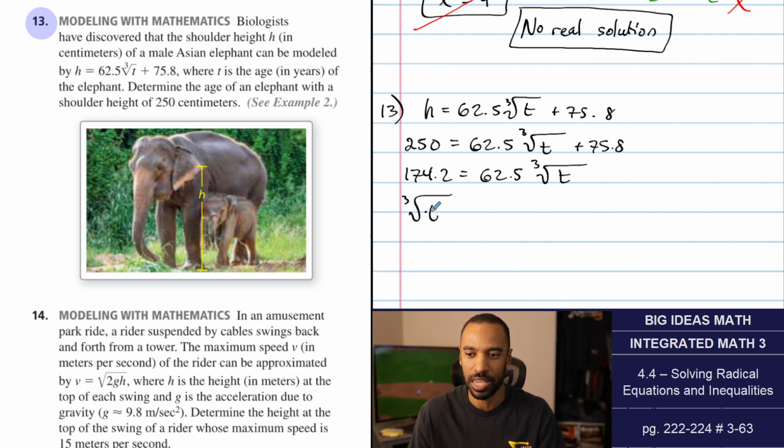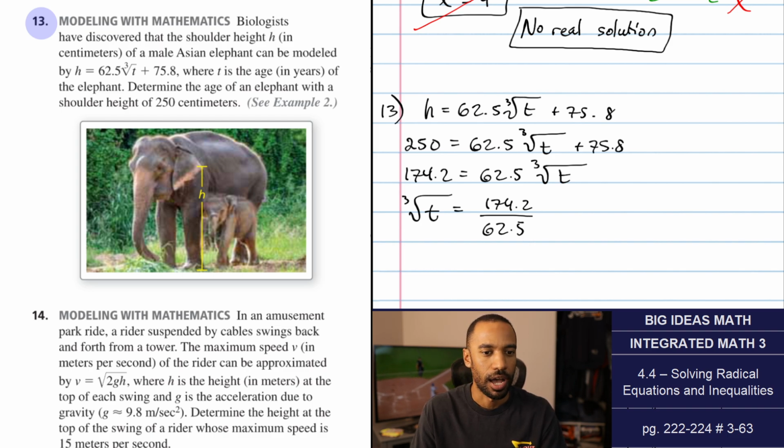We'll get the cube root of t equals 174.2 over 62.5. Now, I don't expect that to be super clean, but let's take a look at what that might be. First, let's do that subtraction. 250 minus 75.8. All right, 174. Okay, over 62.5.